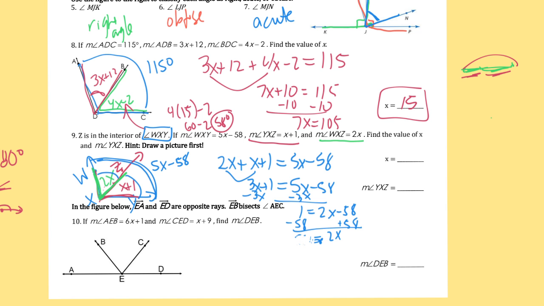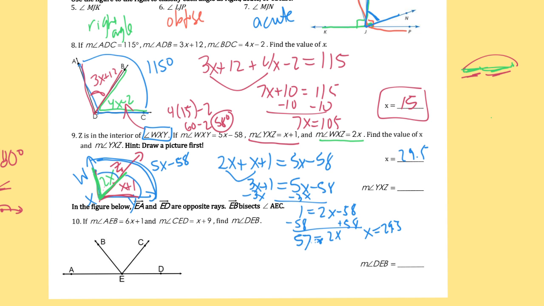This eraser takes a long time to do. Okay, so this is equal to 57. Divide both sides by 2, and you get x is equal to a decimal, which, okay, fine, 29.5. So x is 29.5, and they said, hey, could you use that to find angle YXC?